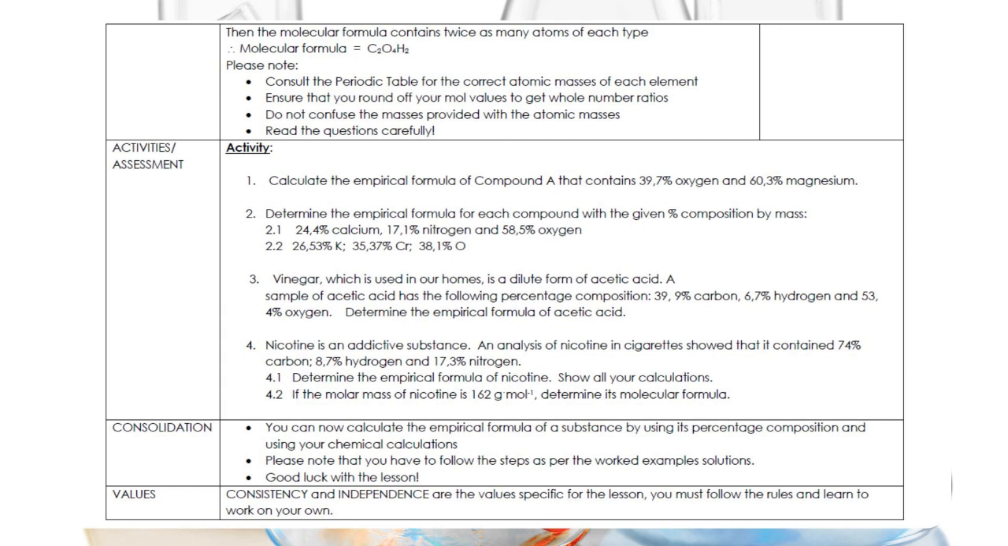Consolidation. You can now calculate the empirical formula of a substance by using its percentage composition and using your chemical calculations. Please note that you have to follow the steps as per the worked example solutions. Good luck with the lesson. Values: consistency and independence are the values specific for the lesson. You must follow the rules and learn to work on your own.